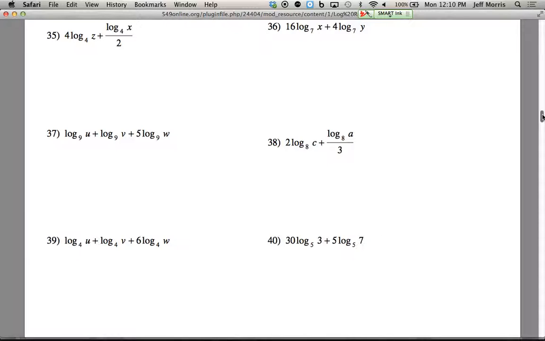Joe. Log base 4 of parentheses z to the 4th times the square root of x. You can do square root of x, or you can do x to the 1/2. You can leave it as a power, and I am okay with that. Okay, square root of x or x to the 1/2. All right?